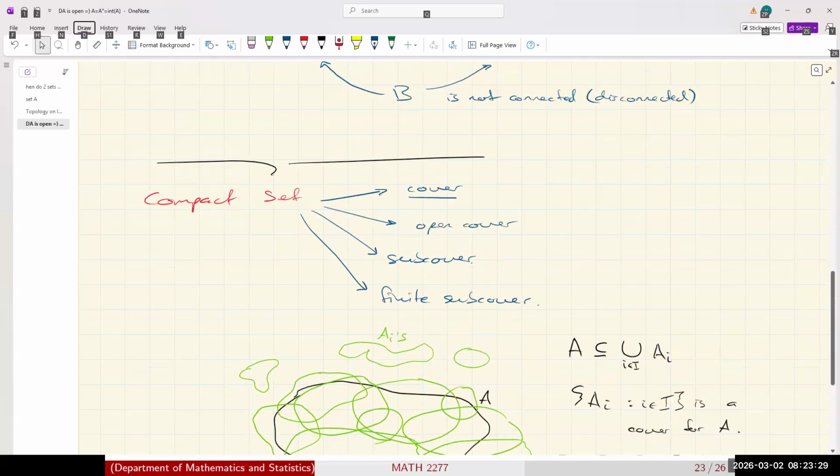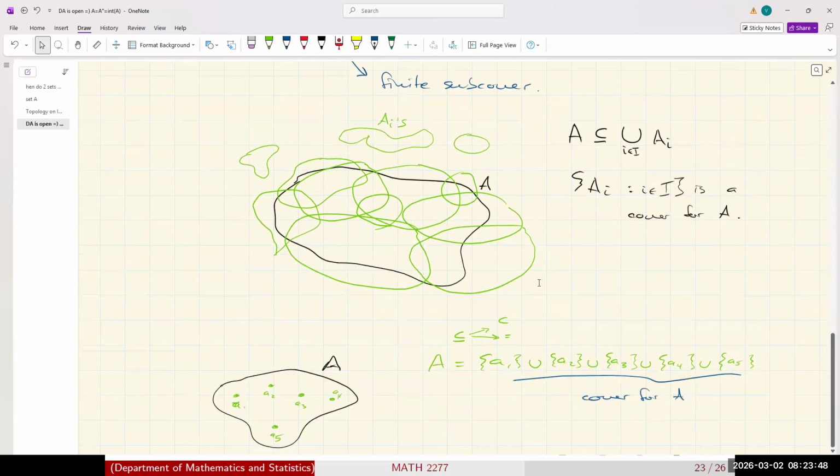So we did cover and we did open cover. That's simply a cover where all the sets are open sets. So now I need to tell you what a finite cover or finite subcover is. A finite cover or a finite subcover simply means the number of sets in the collection you use to cover it is finite.